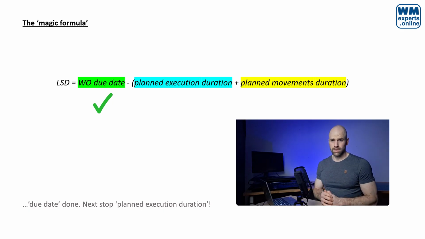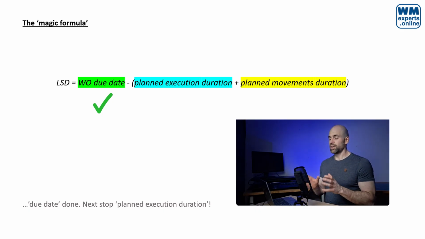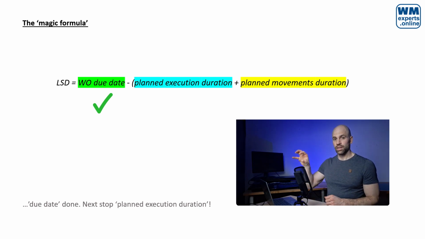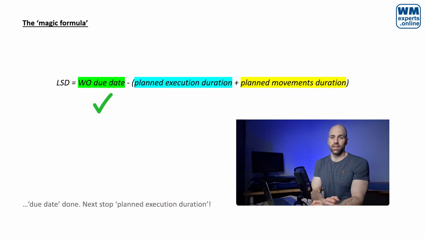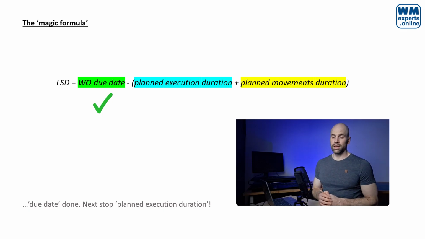I guess you understand now how it's being derived in the different scenarios with, without, wave management and so on. And we now have the first component of our formula. We know now the date which is being used to subtract then the planned movement duration and the planned execution duration. And this is exactly the next thing that we will do now, the deep dive into the calculation of the planned execution duration.